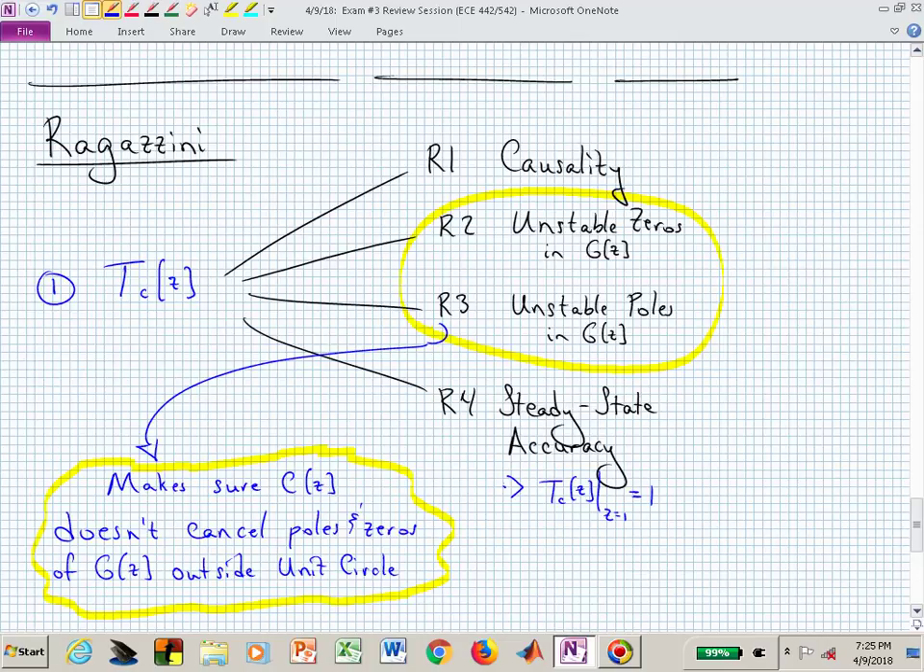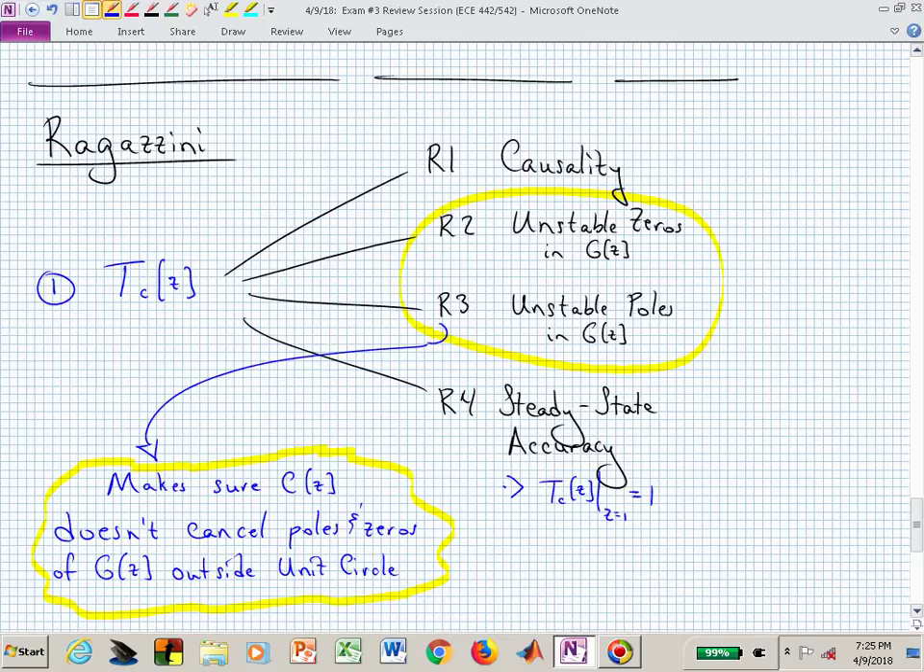So for making sure that it doesn't cancel stable poles and zeros, we find the process of problem that we end up canceling, then should we just, because I don't think we ever discussed what to do in that case. So the question was, what happens on the test if your C of Z ends up canceling unstable poles and zeros of your plant? Then you've done some errors. You've made some mistakes.